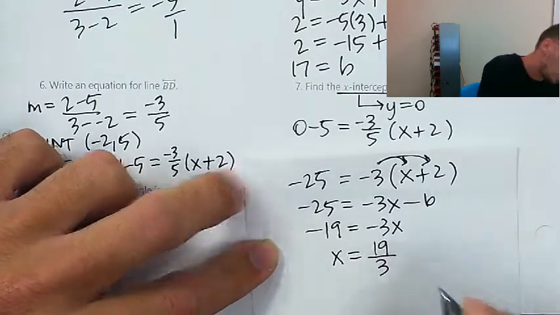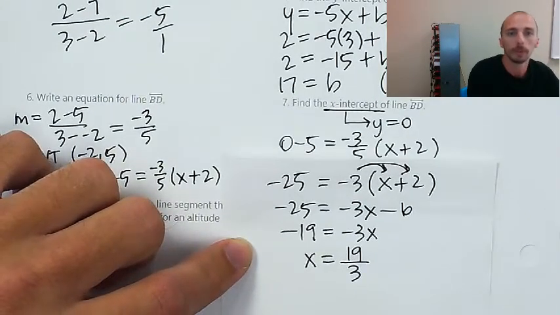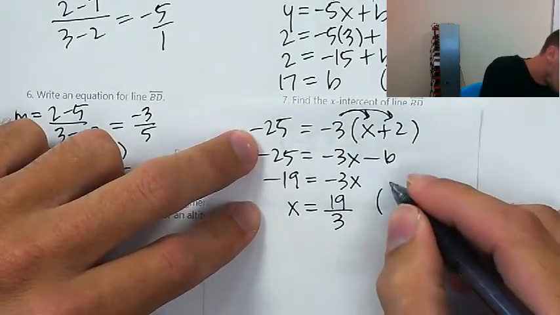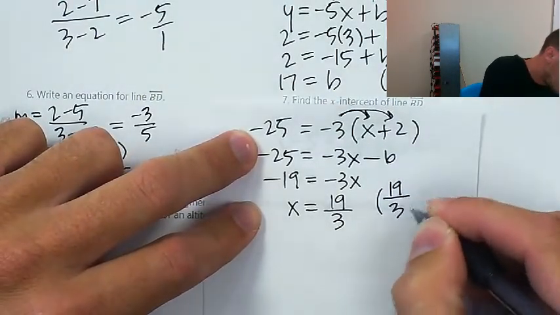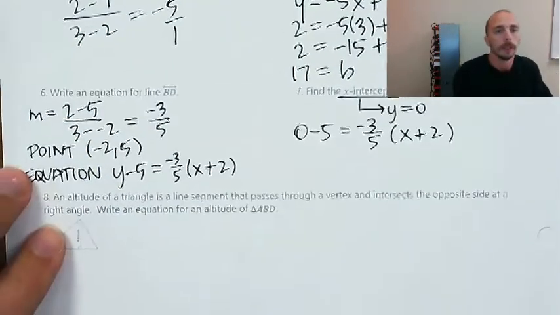which is the same as 19/3. Okay, so that's going to be the x-intercept. And if you wanted to say x equals 19/3, I think that would probably be fine. But if you wanted to say that the coordinates of the x-intercept were 19/3 and 0, that would be a really good answer too. Okay.